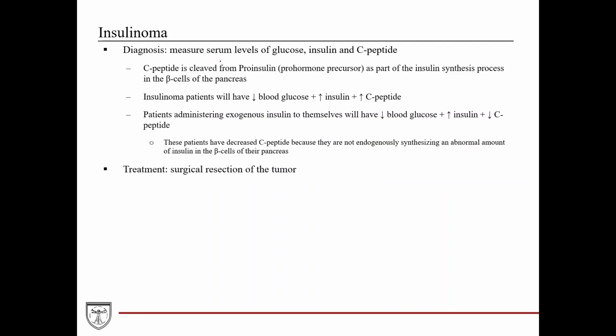Diagnosis: you measure serum levels of glucose, insulin, and C-peptide. So C-peptide is actually cleaved from proinsulin. So you've got, let's say this is proinsulin, and we'll draw a C here. So C-peptide.